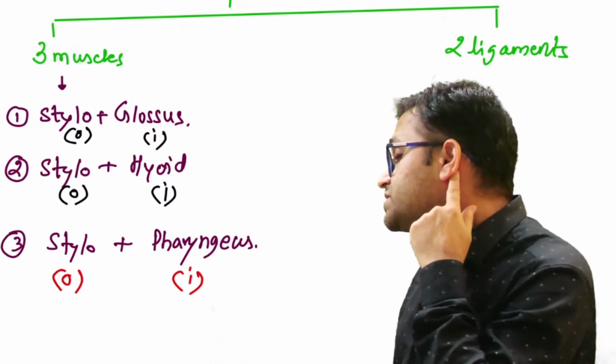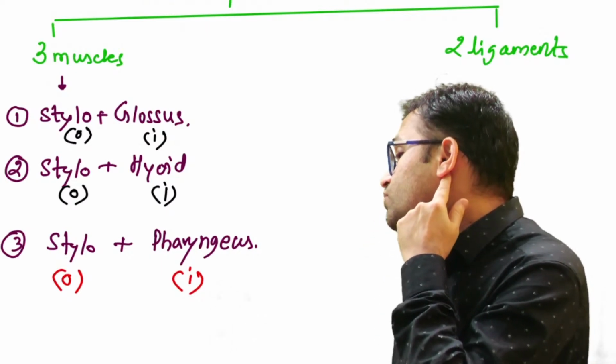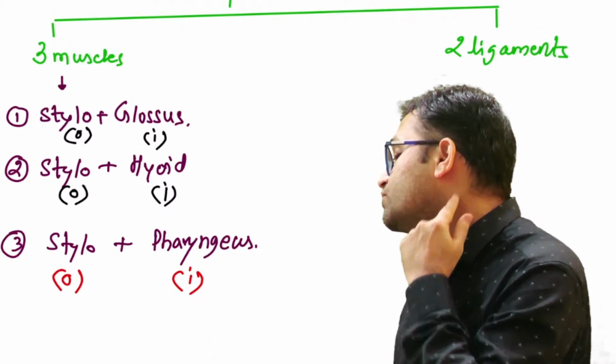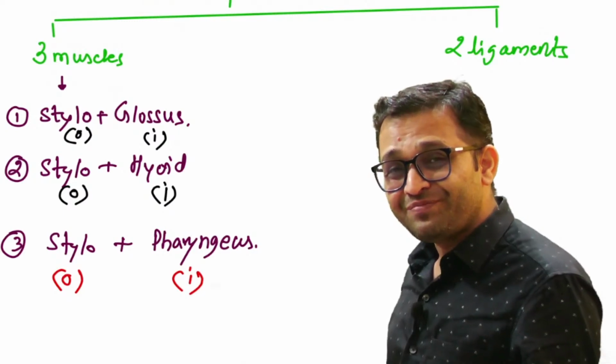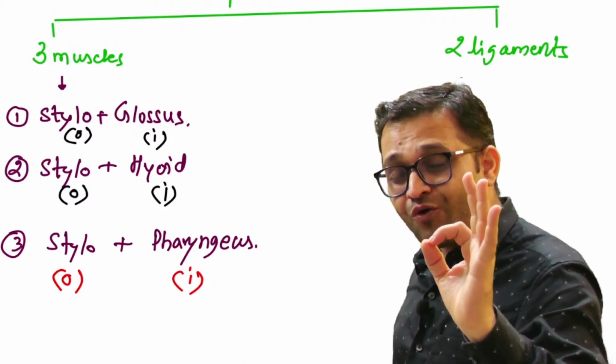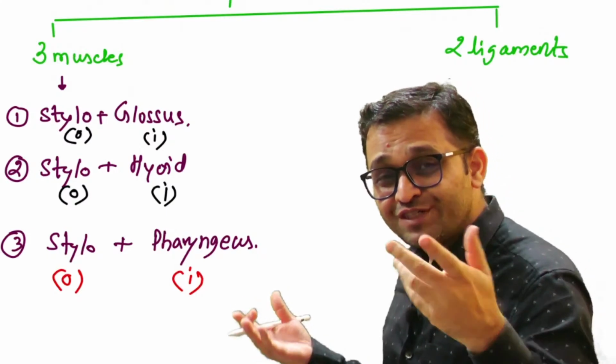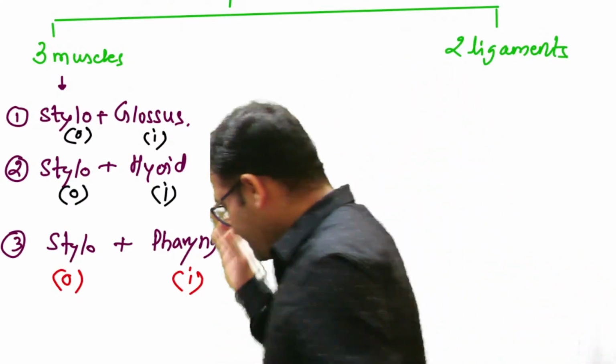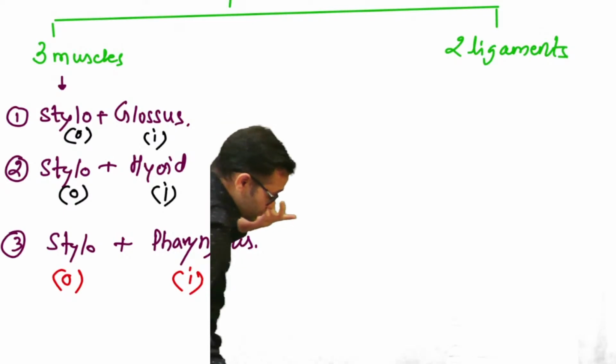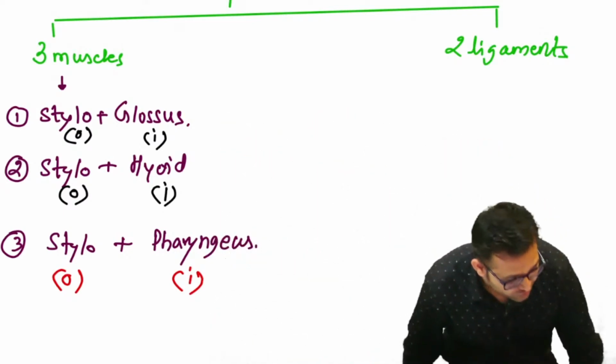So easy. Styloglossus, stylohyoid, stylopharyngeus. So simple. Anatomy is very beautiful, so elegant. I think there is no need to get confused. Just in your own body you have to learn.